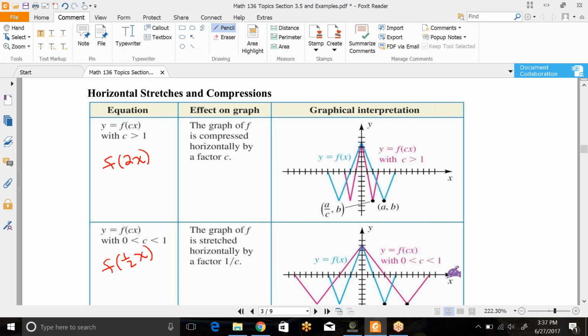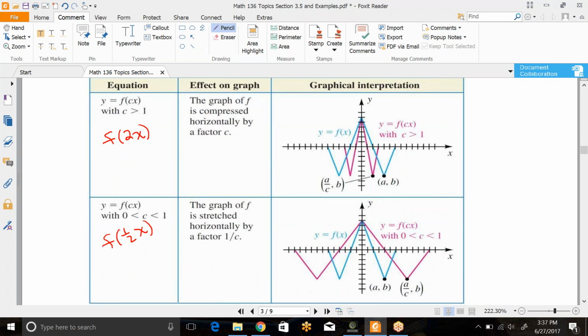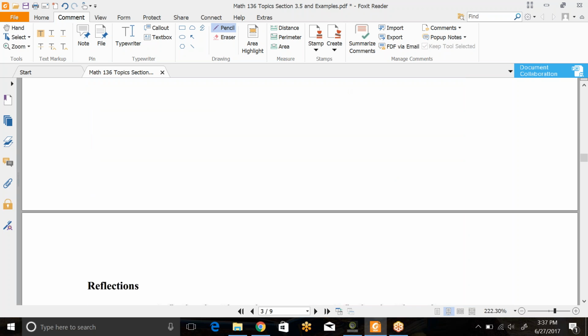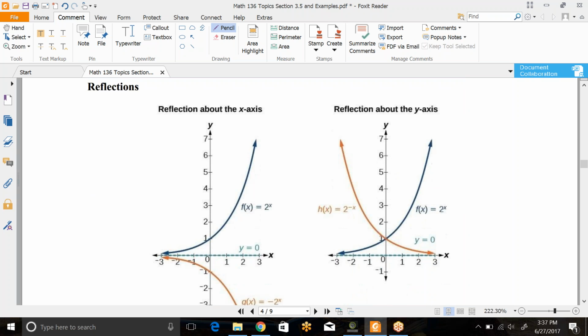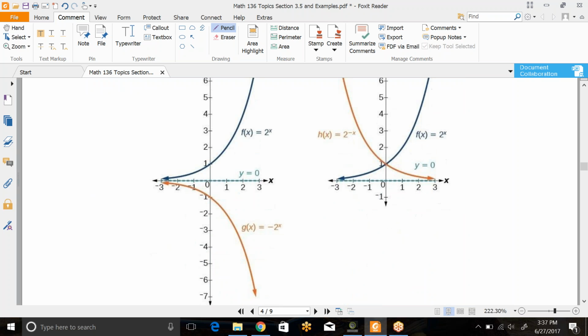So again, if something happens inside of a function, f of x, if it's inside that parentheses, it's the opposite of what you think. Whereas if it happens outside, you do exactly what you see. And then the last type is the reflections. If you have a negative in front of a function, so this is 2 to the x, and then they made it negative 2 to the x, that flips your whole picture across the x-axis, so upside down.